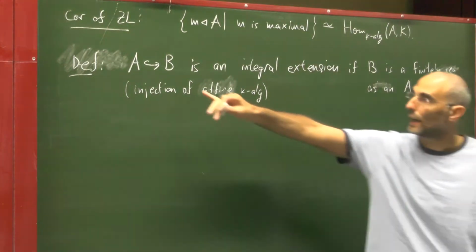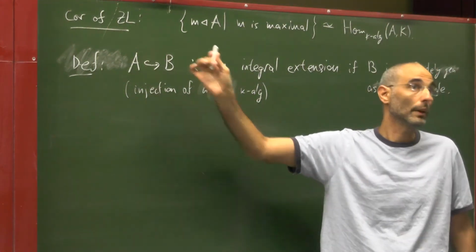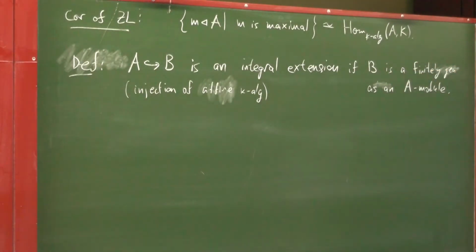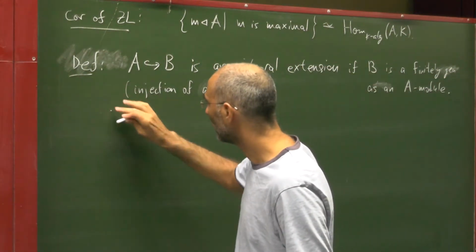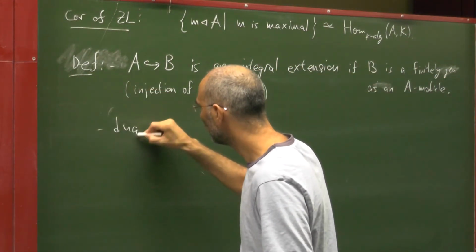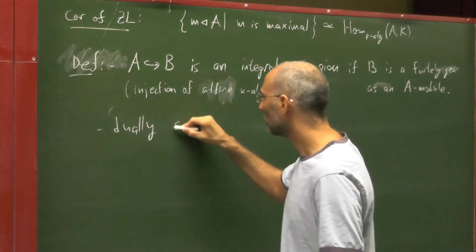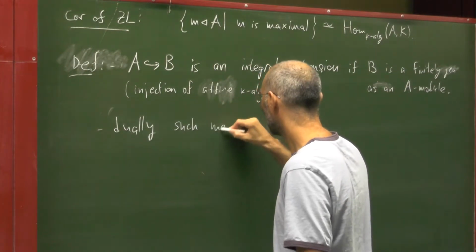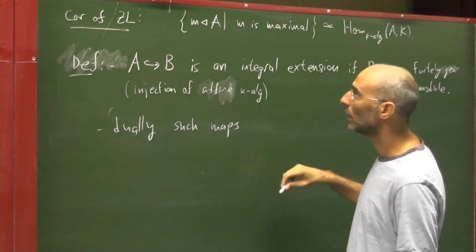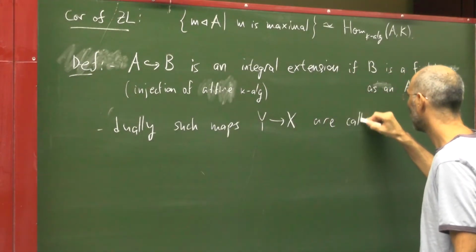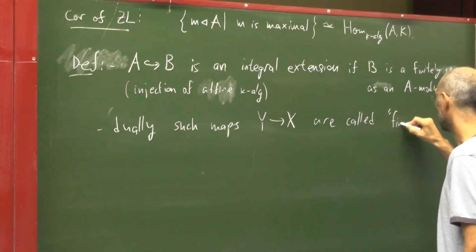Whenever you inject A into B, you can think of B as an algebra in its own right, so just think of multiplication by elements of A. So B is an A-module, and we ask the A-module to be finitely generated. And dually, thinking about those things in geometry, such maps are called finite morphisms.